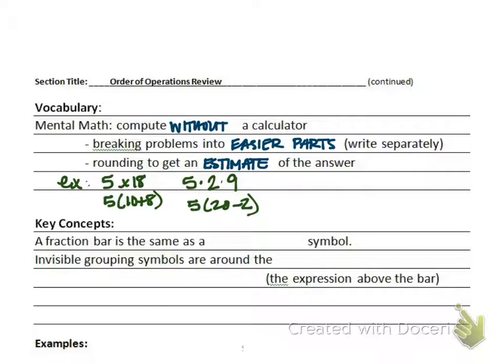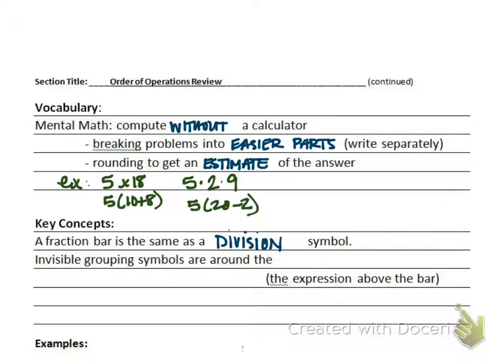So let's use this idea of mental math in our order of operations to help us out. Another thing just to be aware of as we go through order of operations, we're going to take a look at some fractions. So knowing that a fraction bar is the same thing as a division symbol. So here we're looking down at the key concepts now.